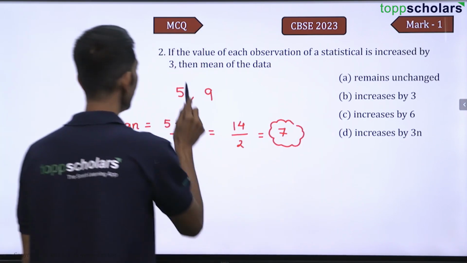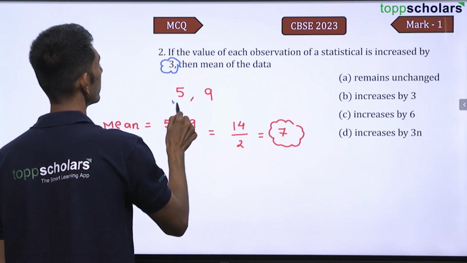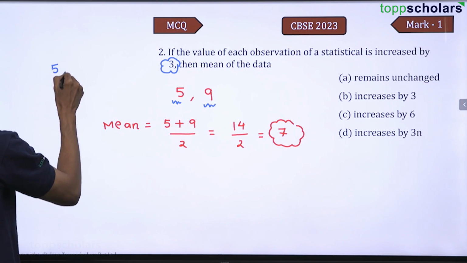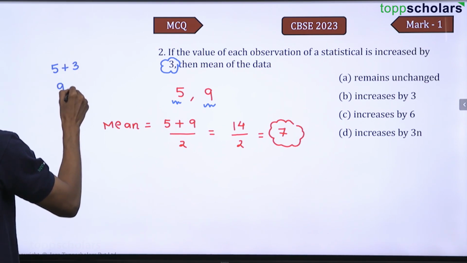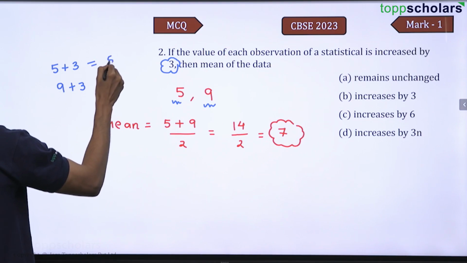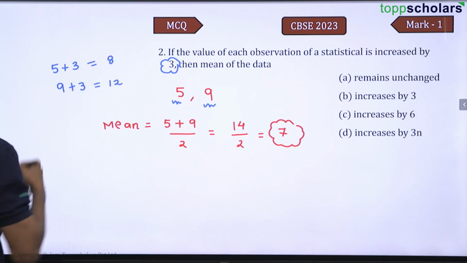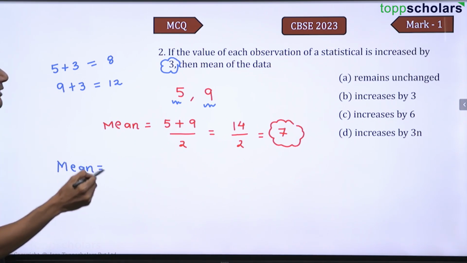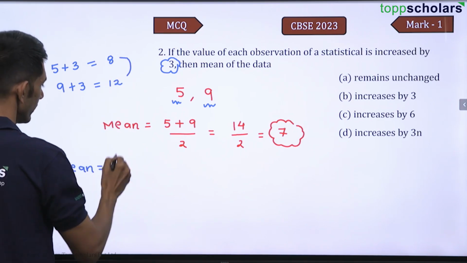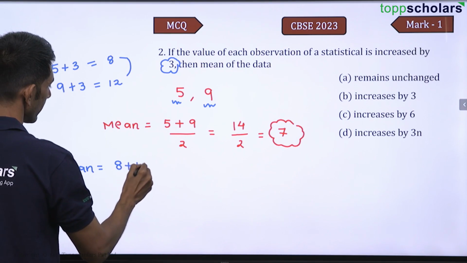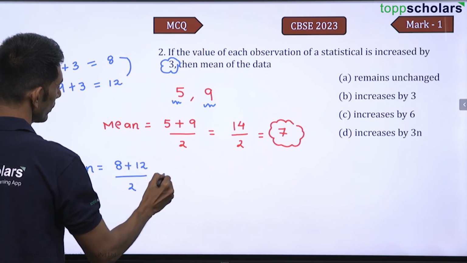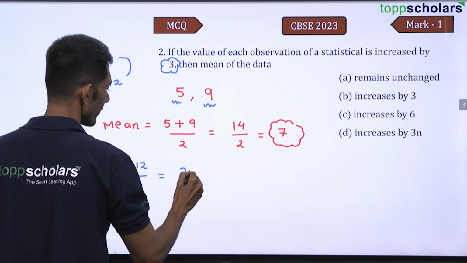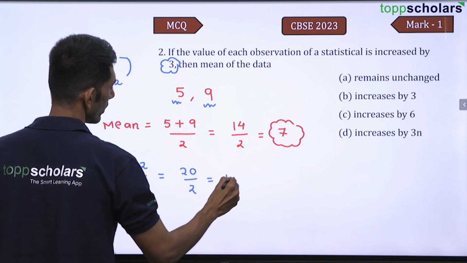Now what we will do is add 3. So what will happen if I add 3 to both of them? I'll get 5 plus 3 and 9 plus 3. 5 plus 3 is 8. 9 plus 3 is 12. So what will be the mean? See, we are trying to see what happens when we add 3. The mean of this is 8 plus 12 divided by 2. There are two numbers only, and we are adding 3. 8 plus 12 is 20, divided by 2, that is 10.